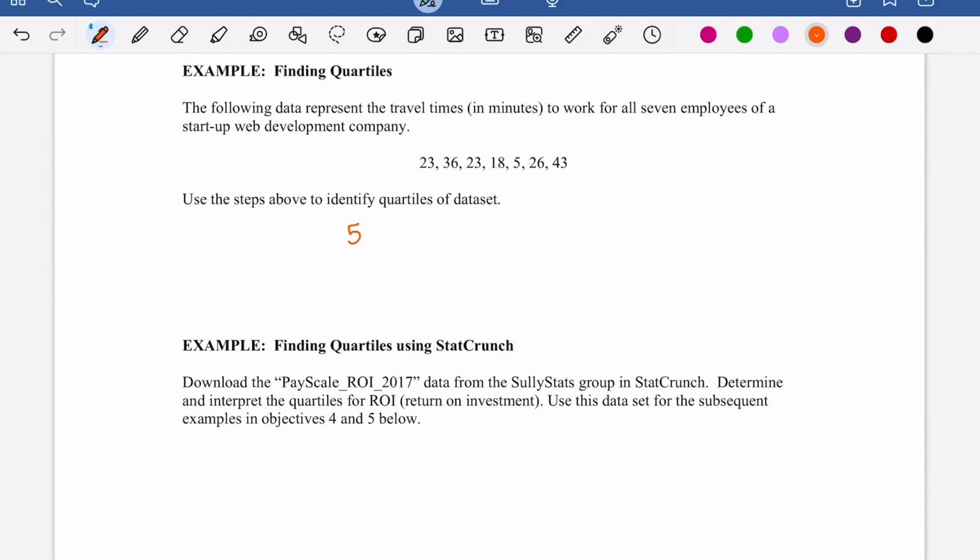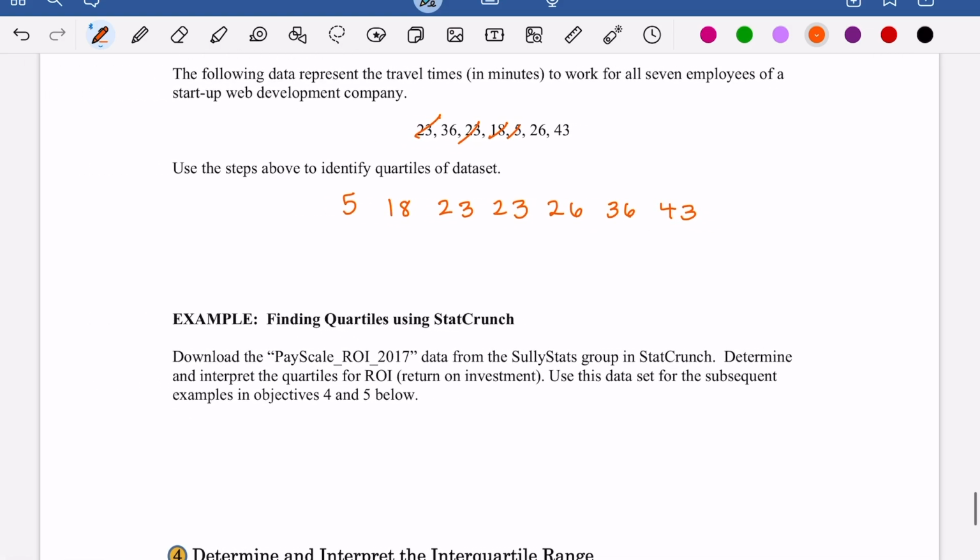We have 5, we have 18, 23, I have two 23s, then we have 26, 36, 43. Okay, so if we're finding quartiles, remember you find the median first. So my median is right here. So M, which is also Q2, which is also the 50th percentile, is 23. So we have 23. Now I could also write that as P50 is 23. So those are all the ways that you can write that.